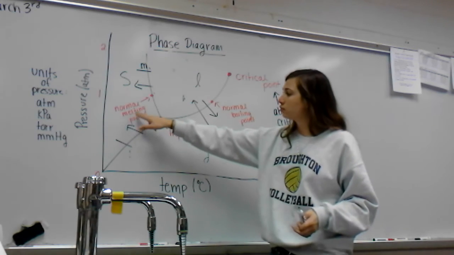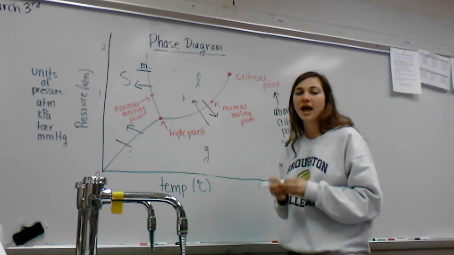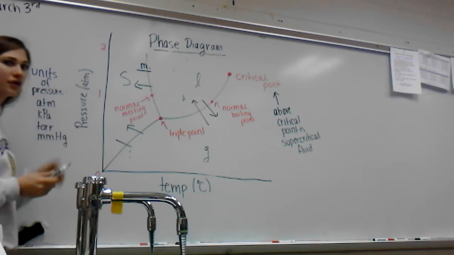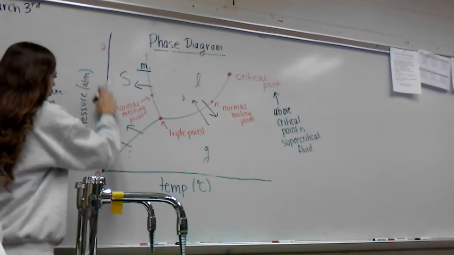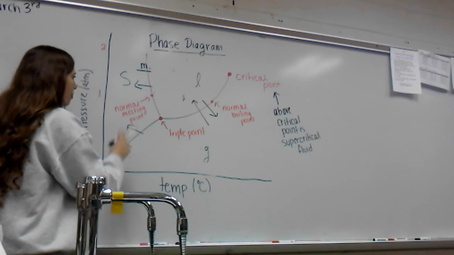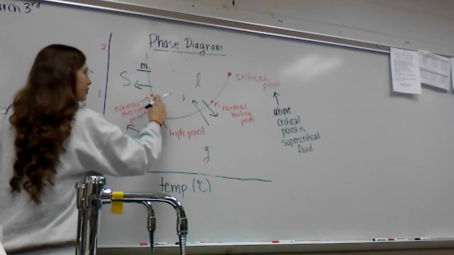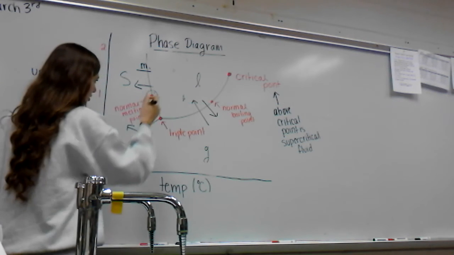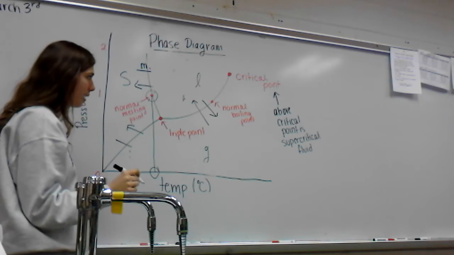Now, notice how I have normal melting point, normal boiling point. When we say normal, we're looking for atmospheric pressure. Atmospheric pressure is going to change depending on the unit that we're talking about. This graph is in atmospheres. So our normal pressure is going to be at 1 atmosphere. So if I want to know the normal melting point, I go to 1 atmosphere, go over to the equilibrium line between solid and liquid, because that's where melting occurs, and then at that temperature, if I were to bring it down on my graph, this is the temperature that your normal melting point occurs at.